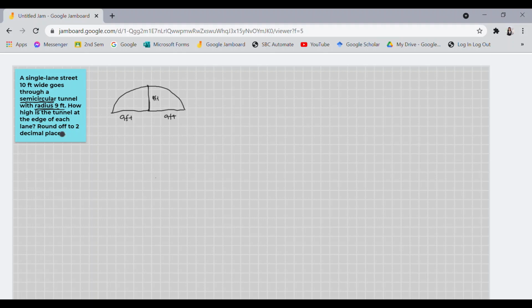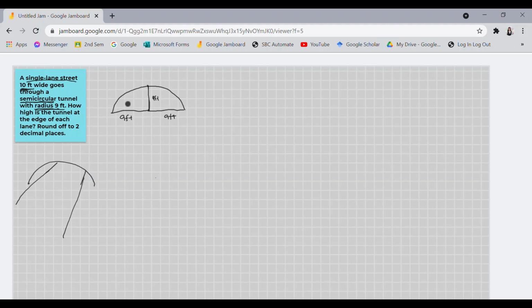In the situation, there is a single lane street given with 10 feet width. It goes through this tunnel, meaning it goes inside the tunnel. So if we illustrate that, we have here a tunnel, and then that particular single lane street will go inside the tunnel.